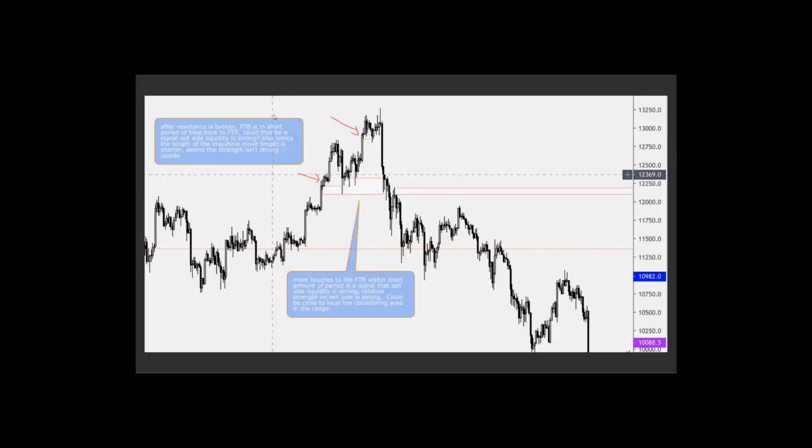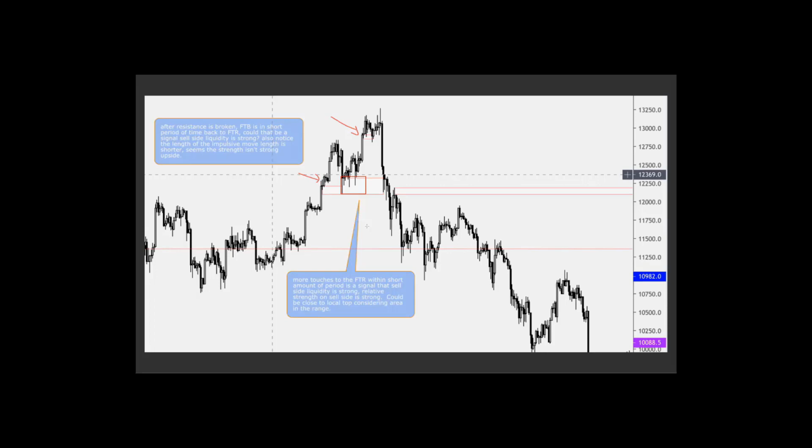Okay, this is Bitcoin again. After resistance is broken, the first time back is in a short period of time to the FTR. Could that be a signal that sell side liquidity is strong? Also notice the length of the impulsive move is shorter. Seems the strength isn't strong to the upside. More touches to the FTR within a short amount of time is a signal that sell side liquidity is strong. Relative strength on the sell side is strong, and this could be close to a local top considering the area in the range.